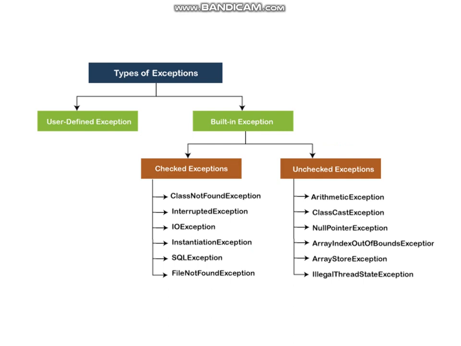These are the types of exceptions created by object-oriented programming. First one is user defined exception, another one is built-in exceptions. For built-in exceptions we have two types, checked exception and unchecked exception. For checked exceptions we have so many different types of exceptions, and also in unchecked exceptions we have so many different types of exceptions.